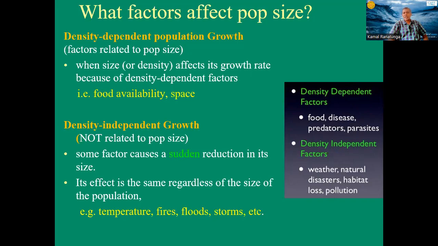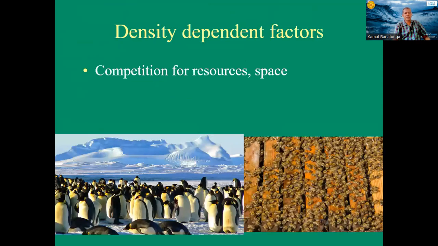The other factors are called density independent parameters, population growth parameters. For example, temperature, a flood, or any natural disasters, storms, fires, this kind of thing. It doesn't matter what the number is, even one individual or thousands. That's going to affect them in a similar way. If there is going to be a flood, it's going to affect everybody, whether it's 1 or 1,000. So hopefully you get the idea of density dependent parameters versus density independent parameters.